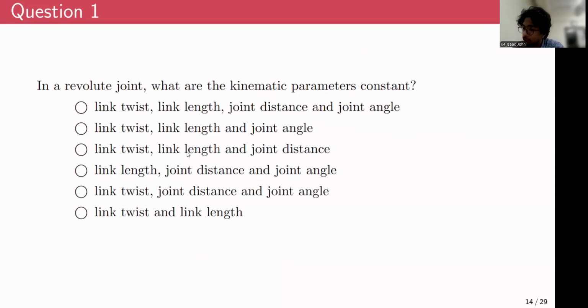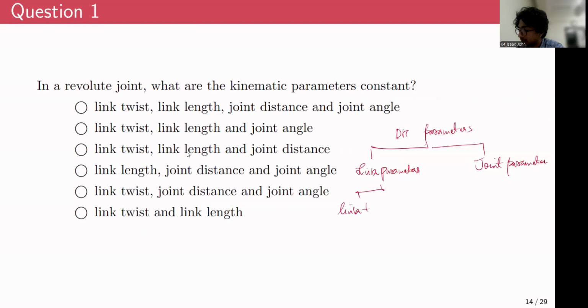So the first question is: in a revolute joint, what are the constant kinematic parameters? Again, we have 4 DH parameters. If you know the answers, you can let me know, using your chat or your microphone. Out of the 4 DH parameters, you have link parameters and you have the joint parameters. And out of the link parameters, you have the link twist.